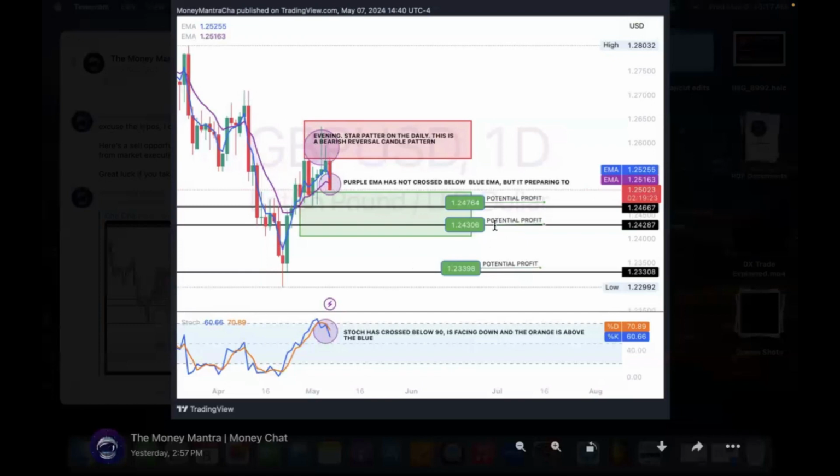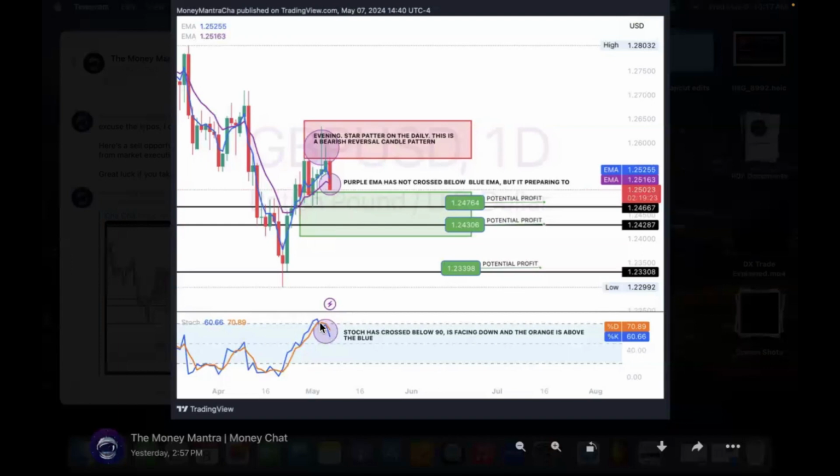Now, I did give my students 3 potential profit areas: 1.2764, because this was a previous low, 1.2306, because this was another low, and then a final low, and they could have gone even lower, was about 1.23398.